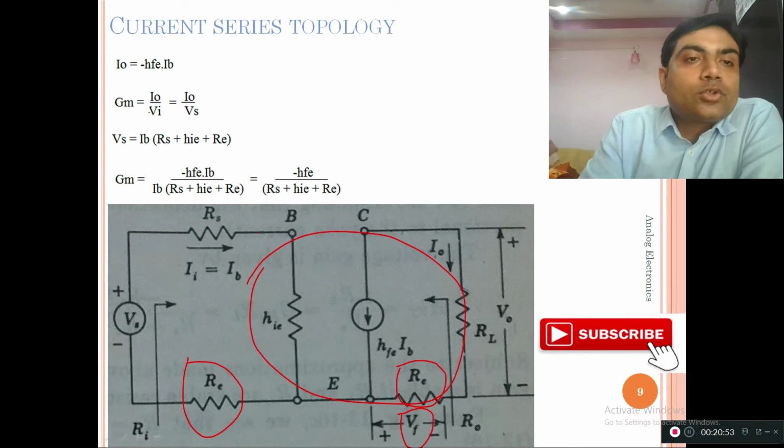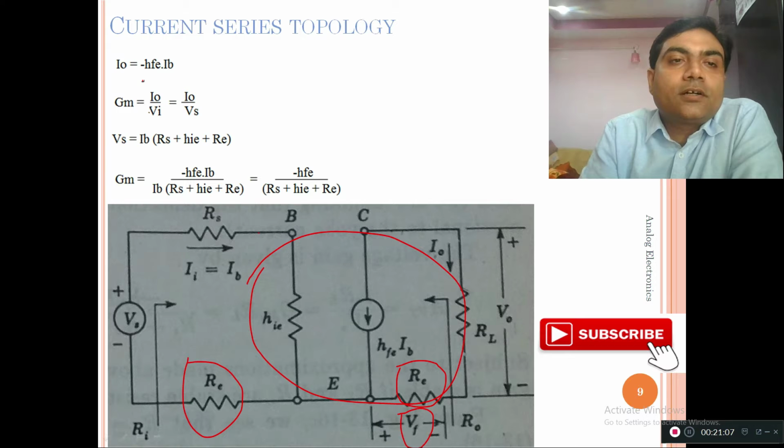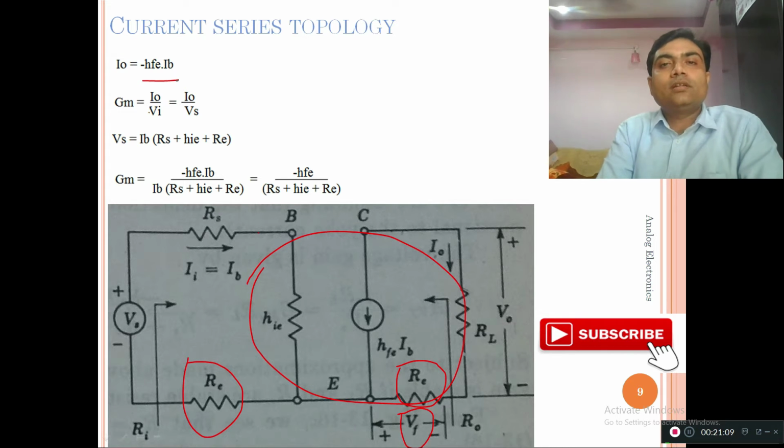Okay. So what is IO here? IO can be determined. IO is nothing but HFE into IB. HFE into IB is flowing across the RL. So IO is nothing but HFE into IB. And since HFE IB is opposing the direction of the IO, I have included the minus sign over here.